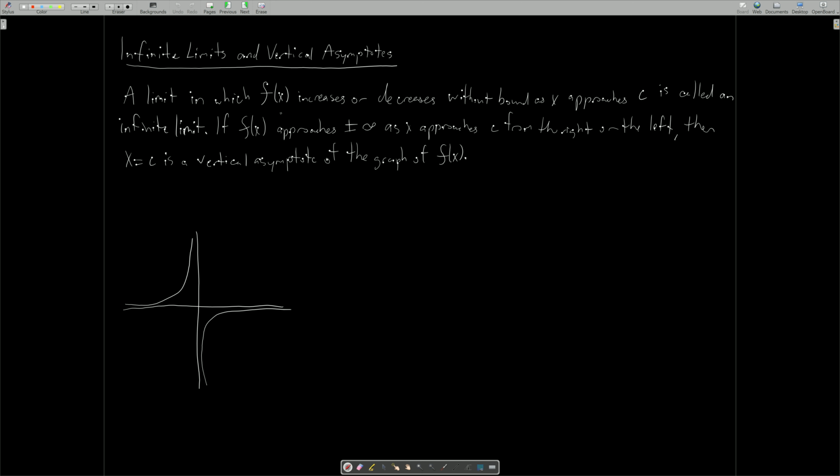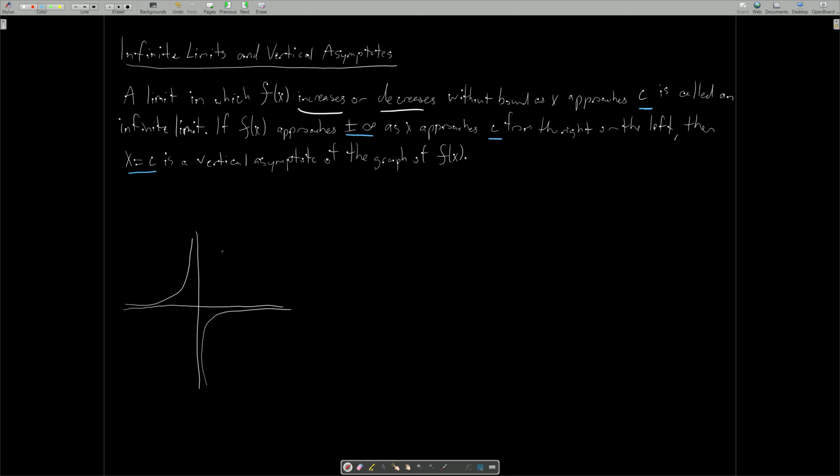A limit in which f of x increases or decreases without bound as x approaches c is called an infinite limit. If f of x approaches positive or negative infinity as x approaches c from the right or the left, then x equals c is a vertical asymptote of the graph of f of x.